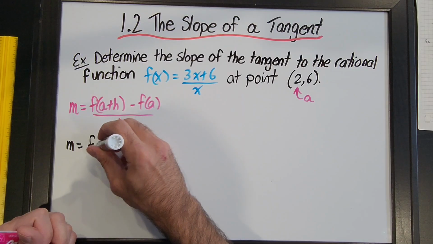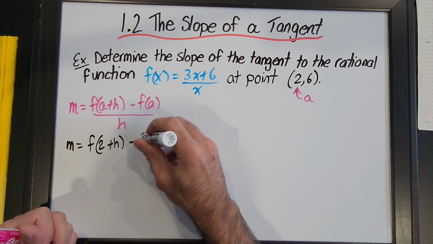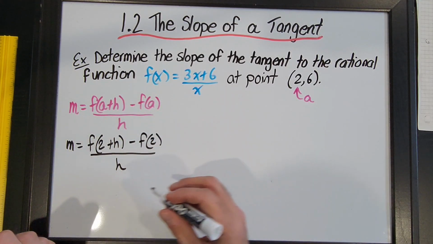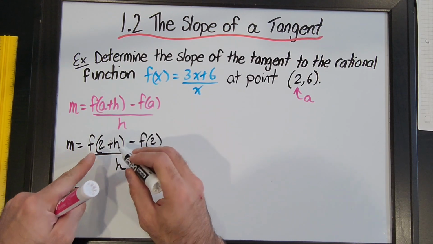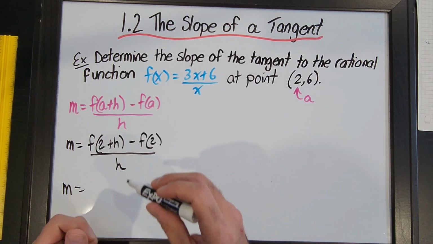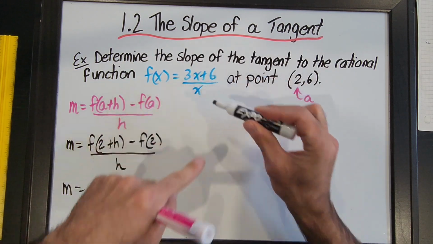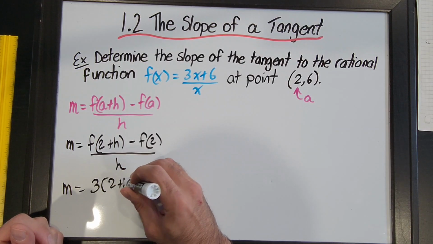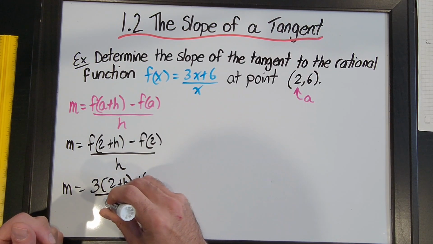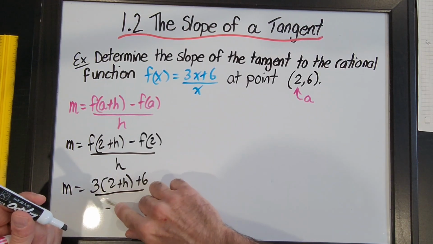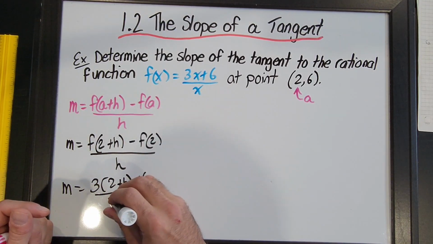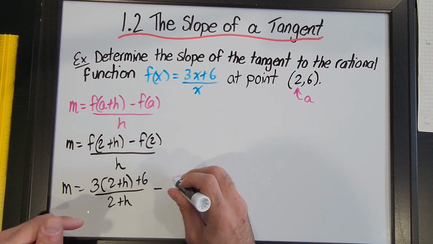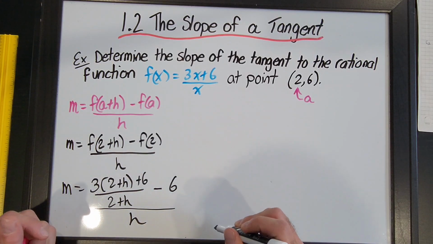So this is f of 2 plus h minus f at 2, all over h. And I know what f at 2 is. All I have to do now is find what f at 2 plus h is. Well, to do that, I have to plug in 2 plus h into the x values here. So I'm going to say this is 3 times (2 plus h) plus 6 over 3, over just 2 plus h. I'm going to subtract f at 2, which is 6, and this is all going to be over h.